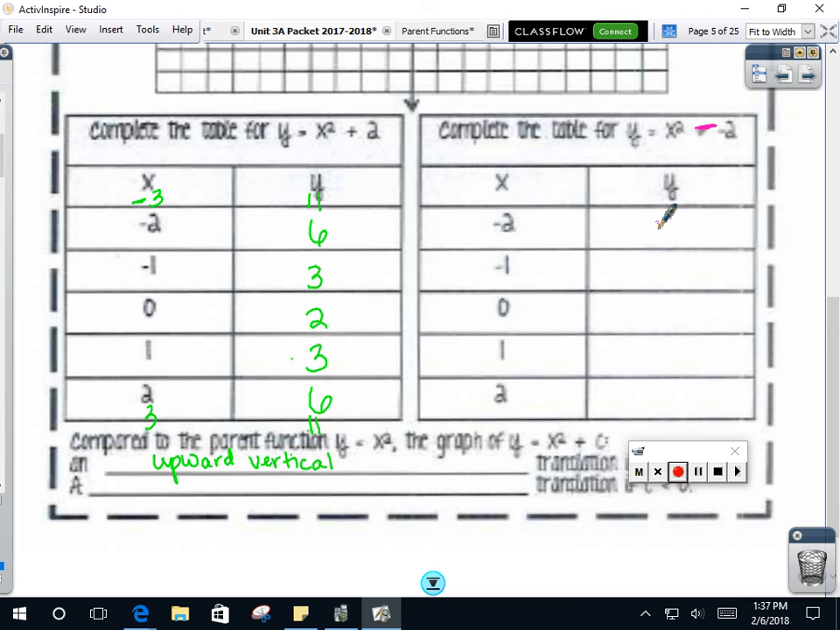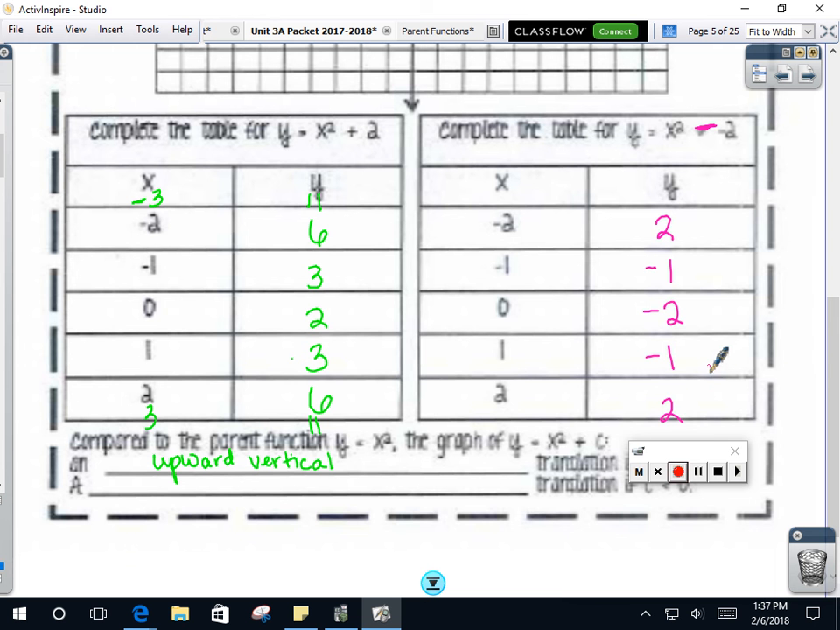Now, when you plug in negative 2, square it, and minus 2, what do you get? I got 2. Because negative 2 squared is 4, and 4 minus 2 is 2. When you plug in a negative 1 squared and you minus 2 from it, what do you get? Negative 1. When you plug in 0, what do you get? And then when you plug in 1, won't that be the same as the other one? And when you plug in 2, you'll get 2 again like you did up there.